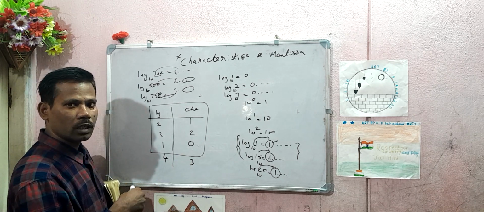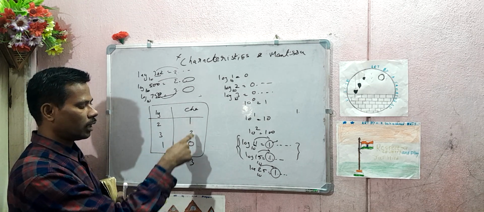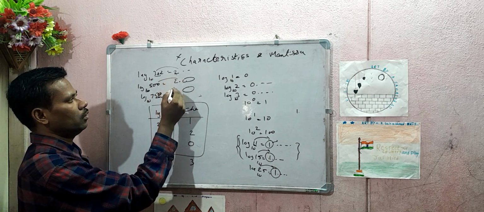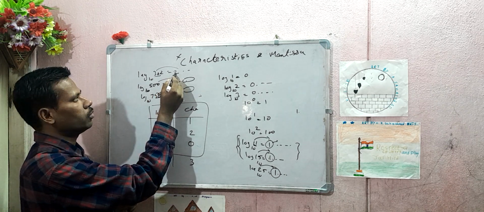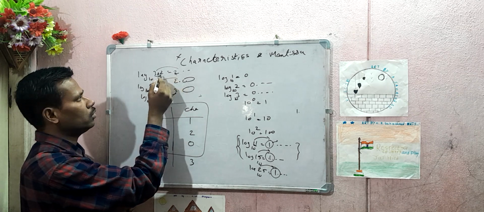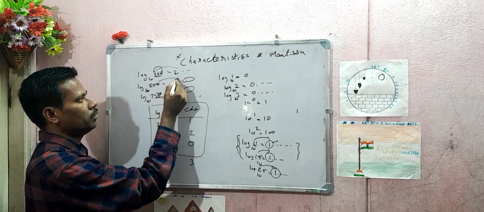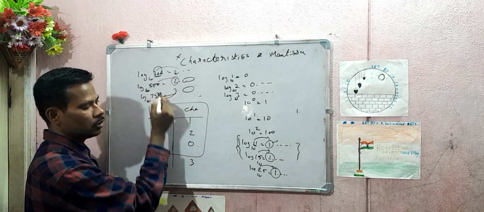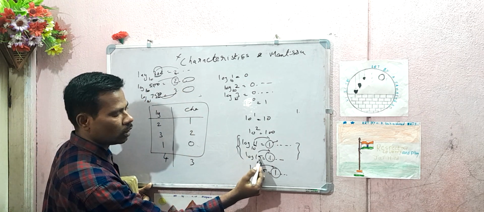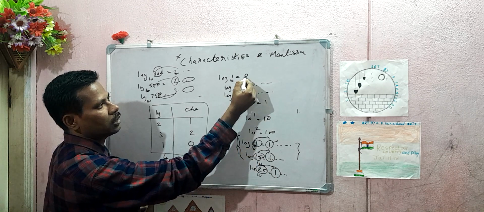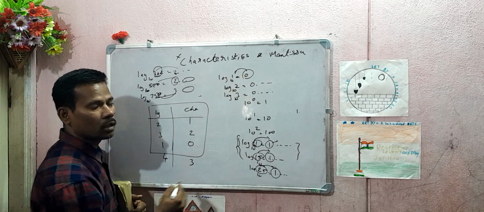So in that way, reverse. If the characteristic is 3, it means like this. If the characteristic is 2, take the example characteristic 2, then how many digits does the number contain? 3 digits. If the characteristic is 1, how many digits does the number have? 2 digits. If the characteristic is 0, how many digits? 1. Reverse.